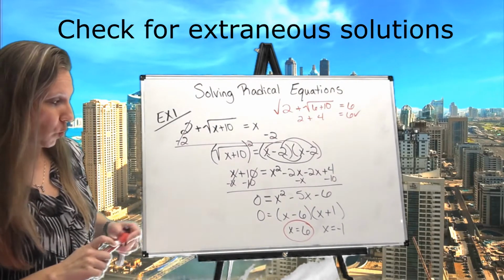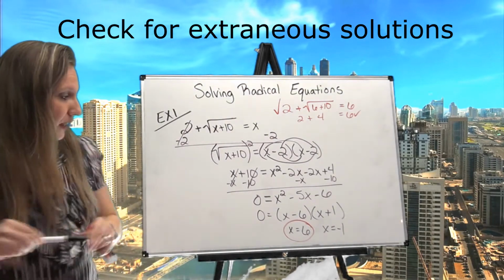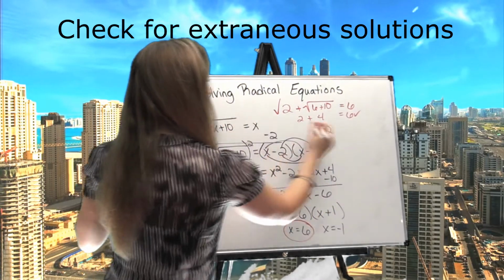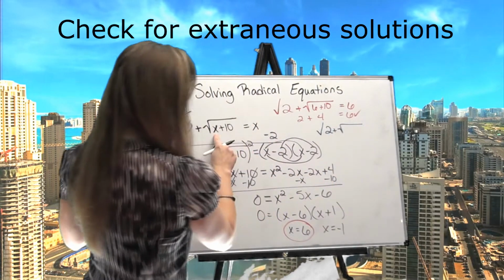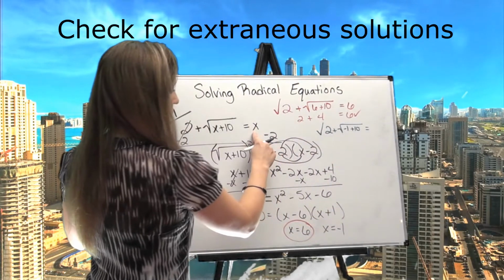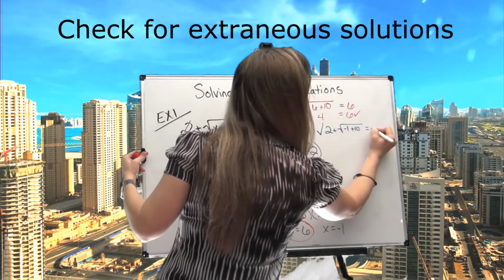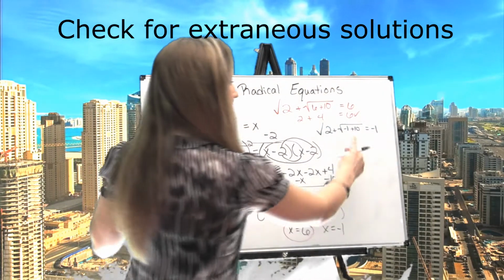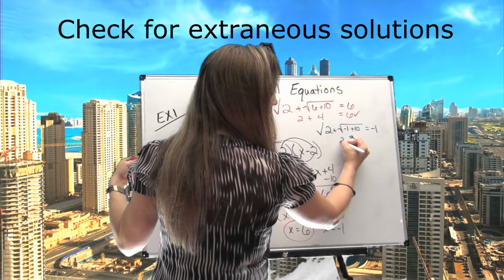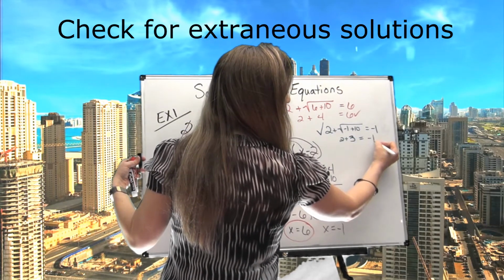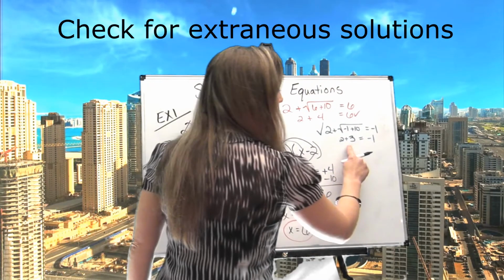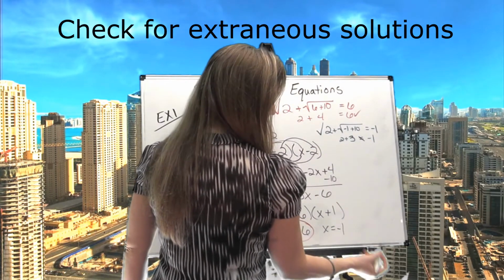Now let's check the negative 1. So if I plug in negative 1 to the same equation, 2 plus the square root, I'm going to plug in my negative 1 solution, plus 10 equals, plug in negative 1 again for x. Let's check and see if it works. Negative 1 plus 10 is 9. Square root of 9 is 3. 2 plus 3, does that equal negative 1? Well, that does not work because this is 5. It does not equal negative 1.